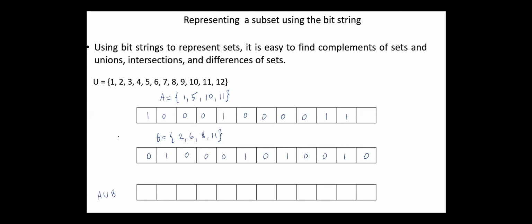The bit in the ith position of the bit string of the union is 1 if either of the bits in the ith position in the two strings is 1 or both are 1, and is 0 when both bits are zeros. This means that the bit string for the union is the bitwise OR operation of the bit strings for the two sets. So by ORing the bit strings for A and B, we'll obtain the bit string for the union operation. So the union of A and B equals 1, 2, 5, 6, 8, 10, and 11.